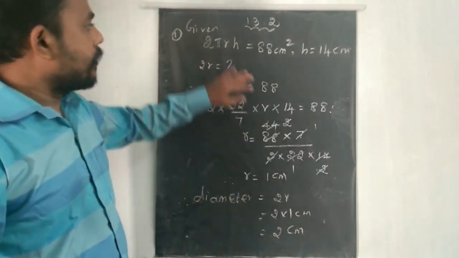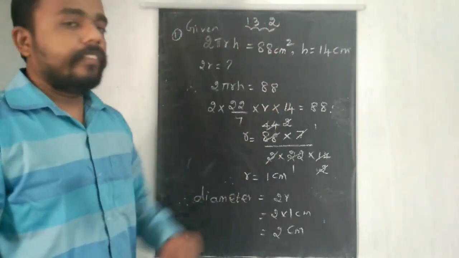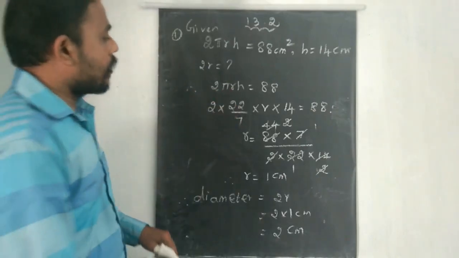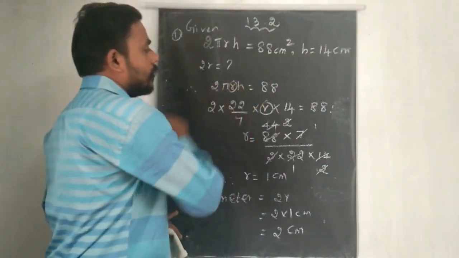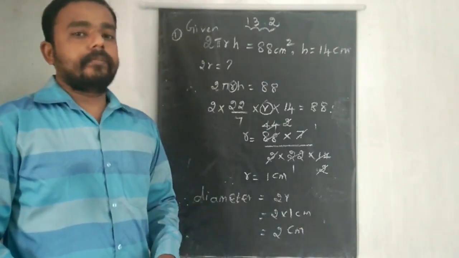So the idea: curved surface area and height are given, you can substitute and find the unknown value r. Using this r value we can find the diameter. That's all.